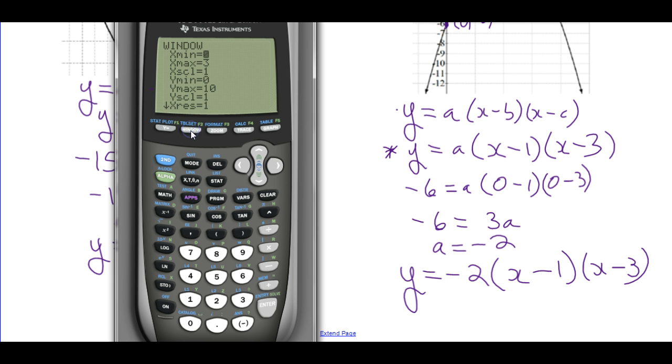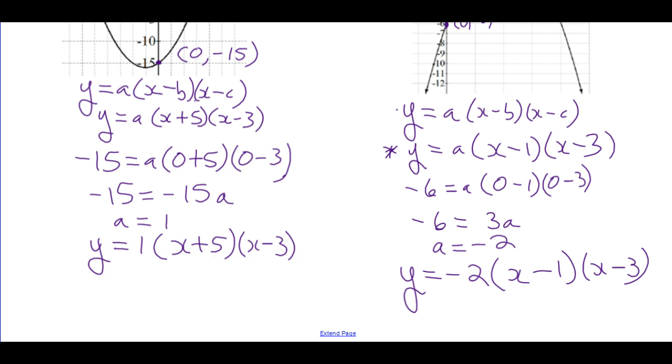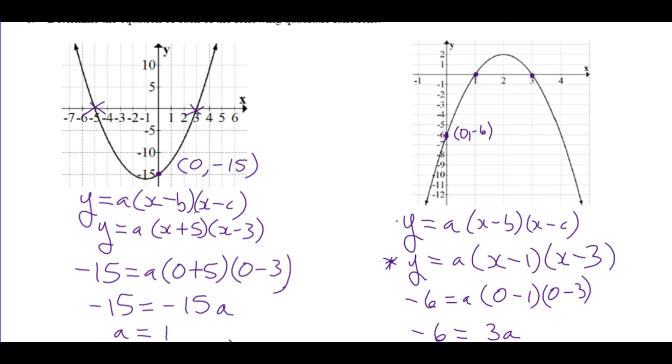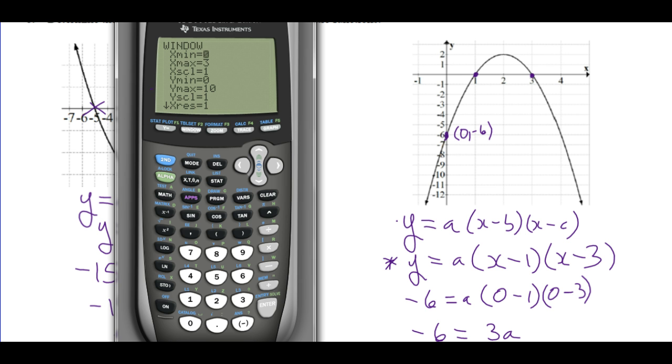I want my window to match this, so let me move this up. Go back here. So I want to go from -1 to +5, by ones. And I want to go from y min, so like -13 maybe, to +3, also by ones. Graph.